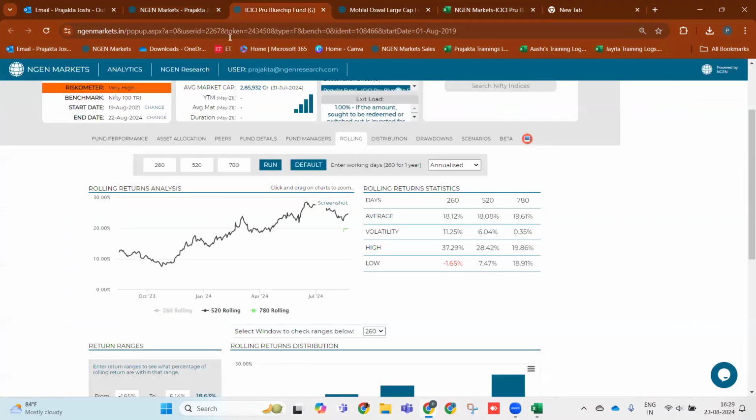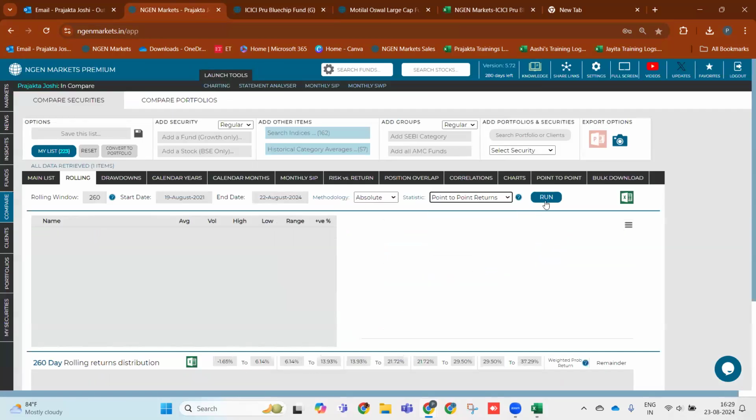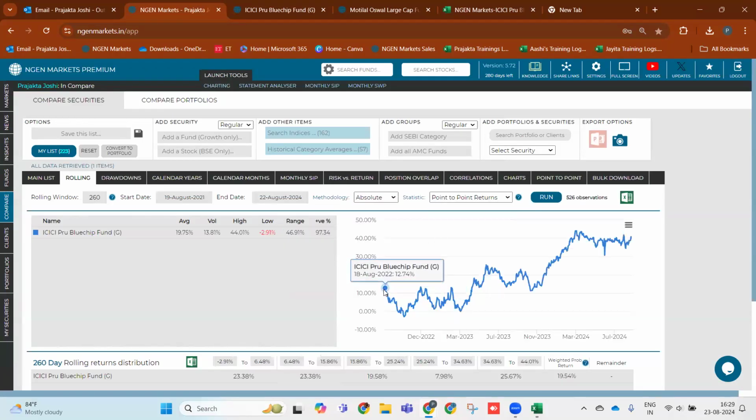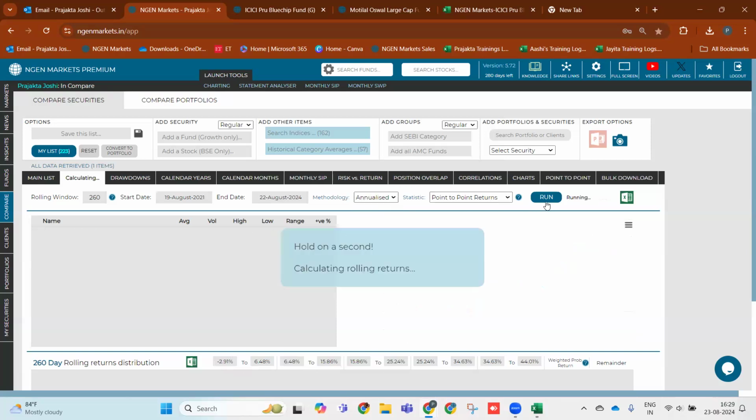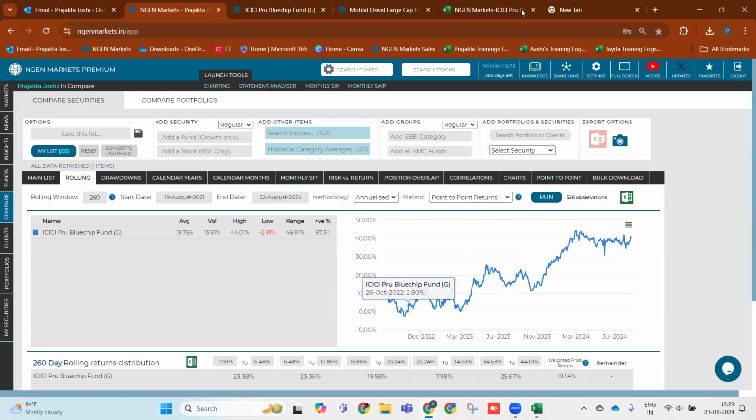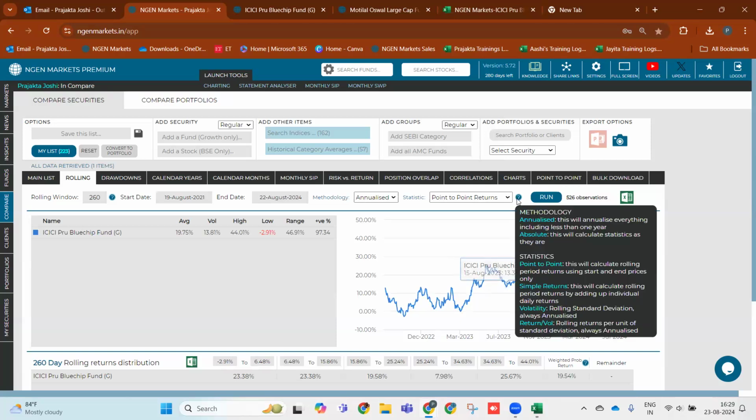There is another statistic which is point to point. The moment you change this to point to point, you will see a different number here. We arrive at 12.74. Now, how is this arrived at, right? To calculate that, there's a small change in the formula, because point to point considers the start price and the end price, meaning the start NAV and the end NAV only, and divides that by, typically to convert that into percentage, the start price, right? So we'll build that formula right here.